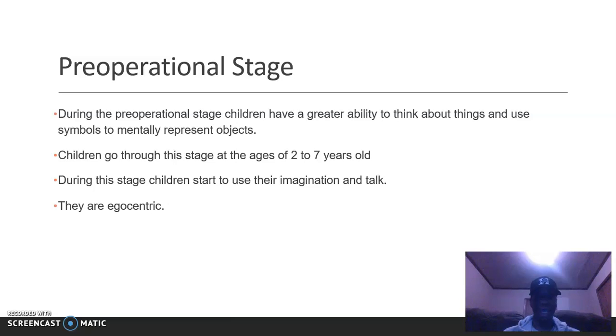Pre-operational stage. During the pre-operational stage, children have a greater ability to think about things and use symbols to mentally represent objects. Children go through this stage at the ages of 2 to 7 years old. During this stage, children start to use their imagination and talk. They are very egocentric.